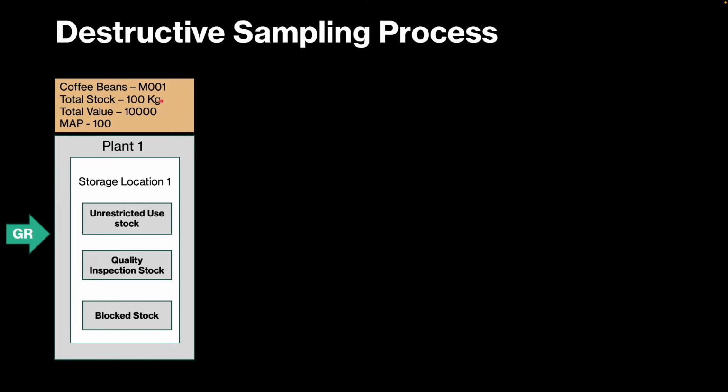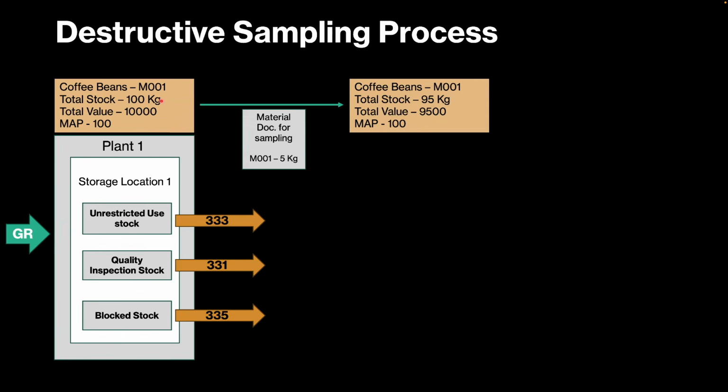And for the sampling process, SAP has given specific movement types. Let's see that. You can see for all these three stock types, a different movement type has been given to do this sampling process. For unrestricted use stock, the movement type is 333. For quality inspection stock, the movement type is 331. And for blocked stock, the movement type is 335. Once you post any of these three movement types, it will lead to posting of a material document and your total quantity and value will get reduced. So all these three movement types will behave as a goods issue movement type.